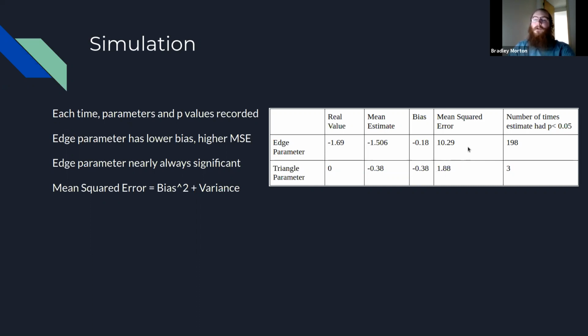However, I also looked at the significance of the coefficients, and 198 times out of 200, the edge parameter had a value that was statistically significant just using the traditional threshold of p less than 0.05. Meanwhile, the triangle parameter has a real value of 0, a mean estimate of negative 0.38, and therefore it has this bias. It has a much lower mean squared error, which I did find interesting. Mean squared error is the bias squared plus the variance, meaning that the triangle parameter had much lower variance in the estimate, even if there was a higher bias.